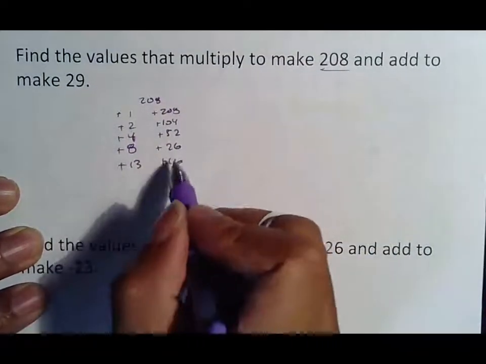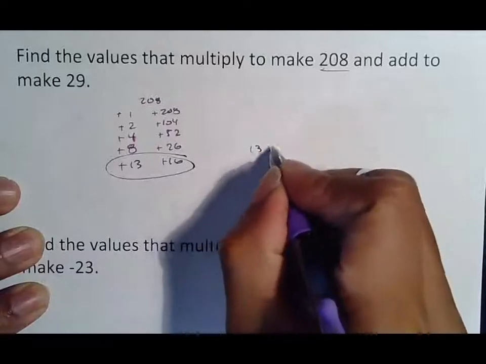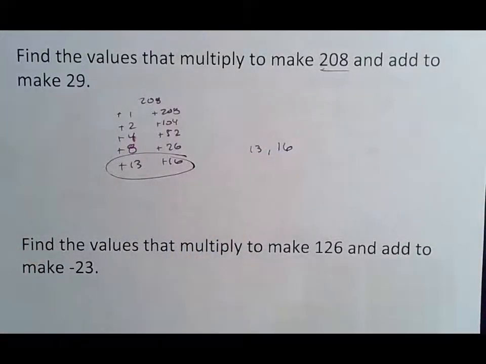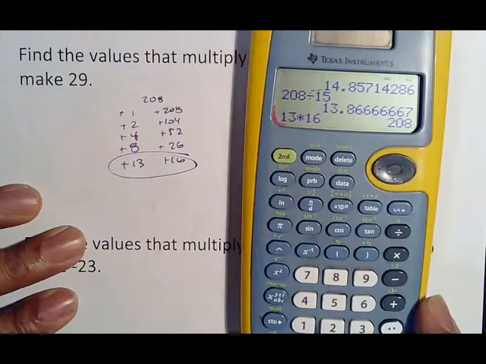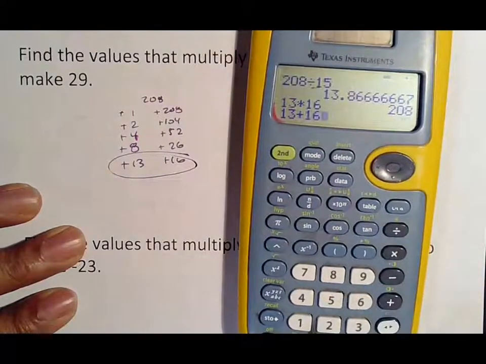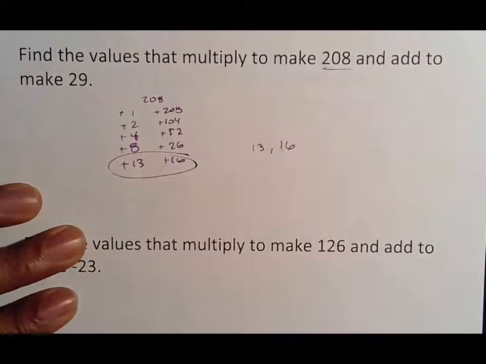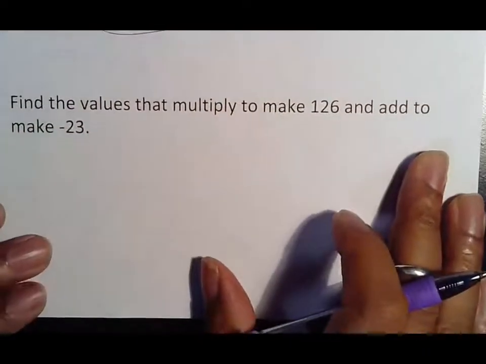And which one of these makes 29? It would be 13 and 16. Just to check, 13 times 16 is 208, and 13 plus 16 is 29. Those are the two numbers we wanted. You know you did it right.